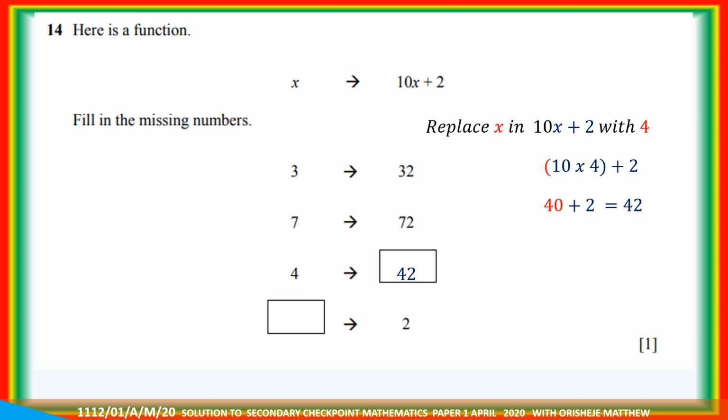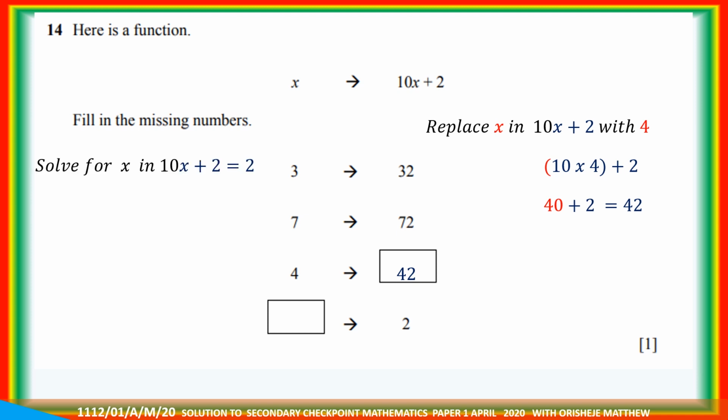Now in the other way, you are going to look for the input that will give you the output of 2. So what will be the value of x so that the function will have the output as 2? In this case, what you need to do is write out the function, which is 10x plus 2, and it's going to give me the value 2.